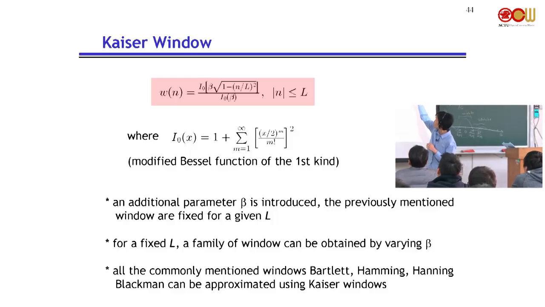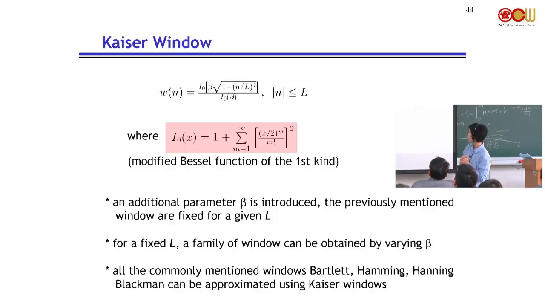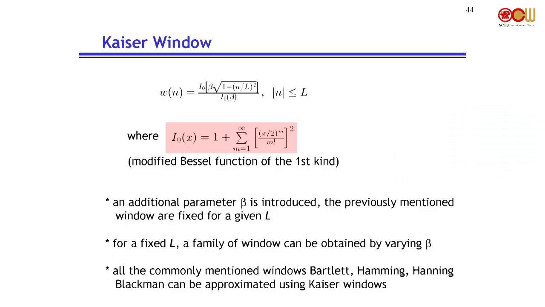Wn is given in this form, and this I0 is a modified Bessel function of the first kind, and it's given like so. That's I0(x). So for the coefficient of the window function, we just plug in that Bessel function, and then we will get the coefficient of the window function.